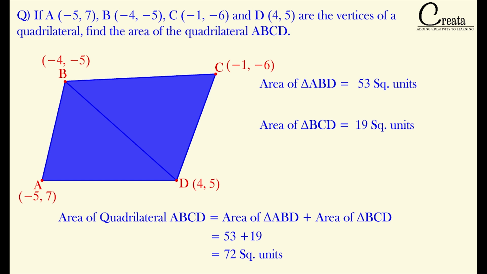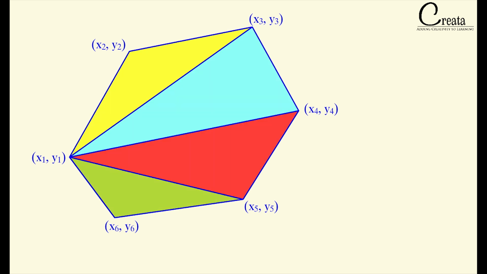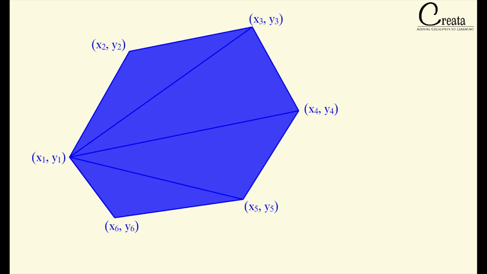So what is the learning that we got from this question? The learning is that if we have any polygon and we know all the coordinates of the polygon and we have to find the area of that polygon, then we can divide that polygon into a number of triangles. And by applying the area of the triangle formula, we can find the area of all those triangles. And by adding all these triangles, we can find the area of the complete polygon. So this is the fundamental that we have learned from this question.